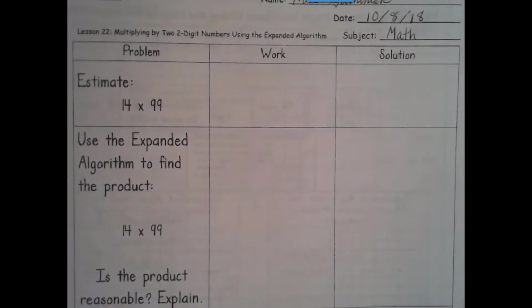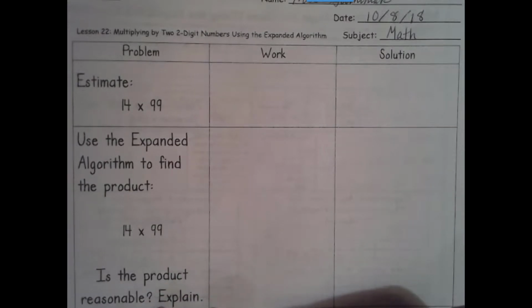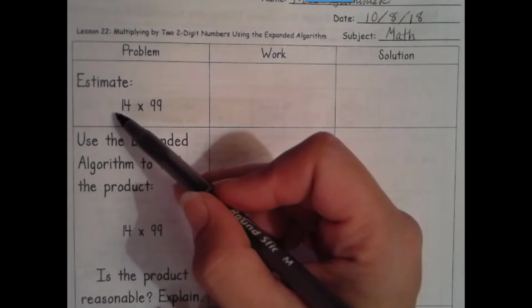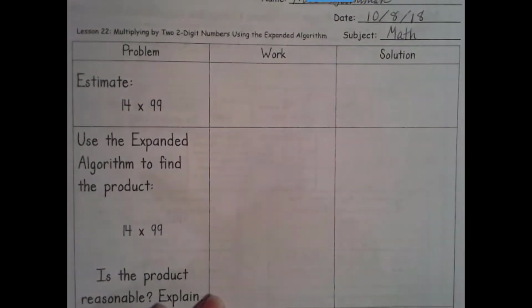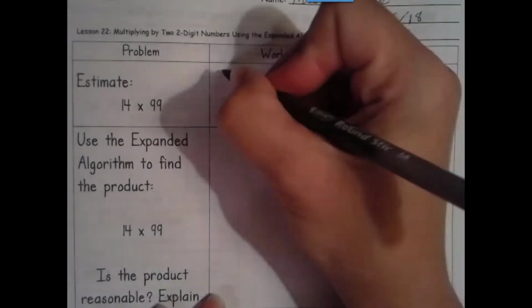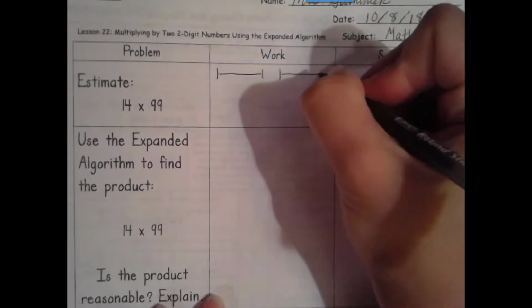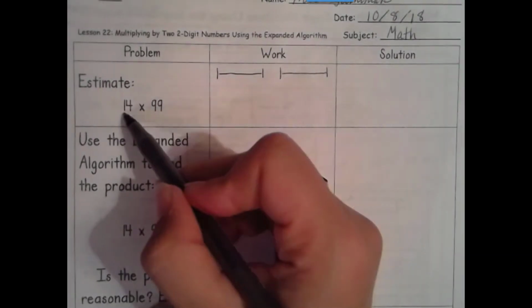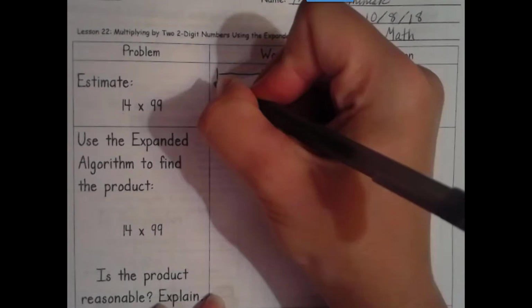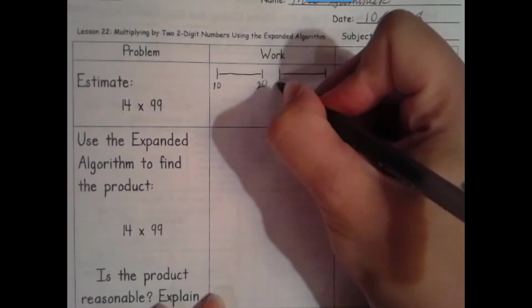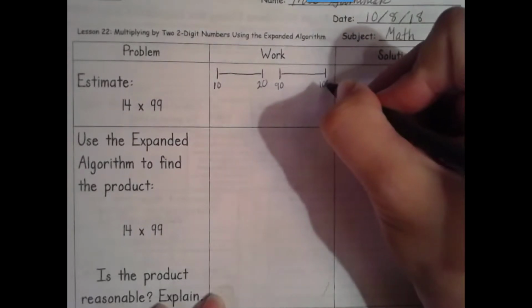All right, so first thing we're going to do is estimate, so it gives us a range of what our reasonable answer should be within. So I want to see about compatible numbers. Is either one of these close to 25? No, so I'm going to go ahead and round them to their largest place. Their largest place is the tens place. So this one's between 10 and 20. This one's between 90 and 100.